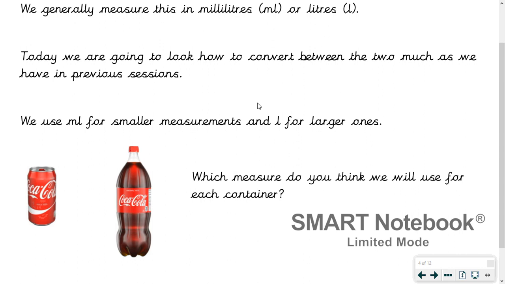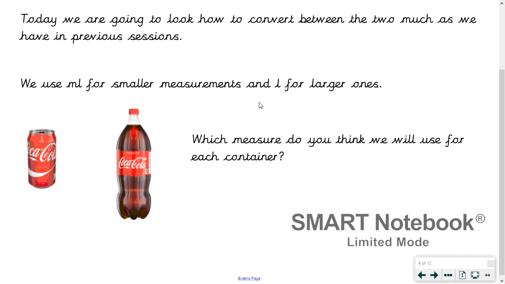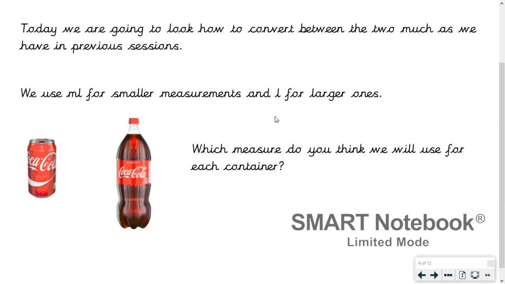Now we use milliliters for smaller measurements and liters for larger ones. So having a look here, we've got a can of Coke and a bottle of Coke, the big bottles. Which measure do you think you will use for which? I've been clever to make sure the labels will turn round. So have a think.